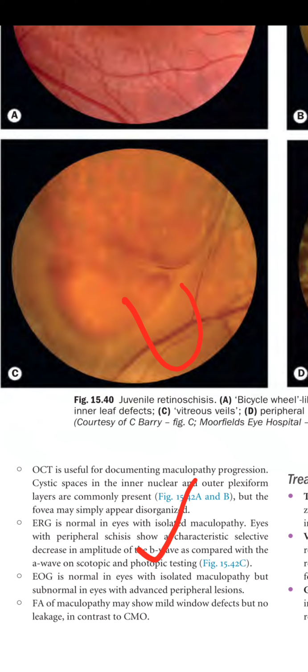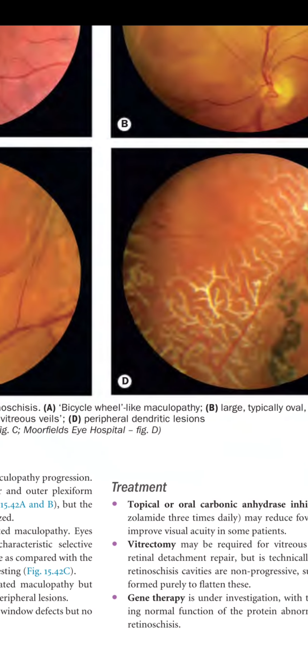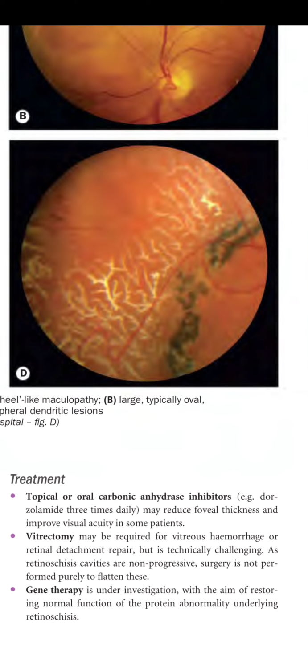FA of maculopathy may show mild window defect but no leakage, in contrast to CMO. So treatment is usually topical or oral carbonic anhydrase inhibitor, for example, dorzolamide 3 times daily, and may reduce foveal thickness and improve visual acuity in some patients.